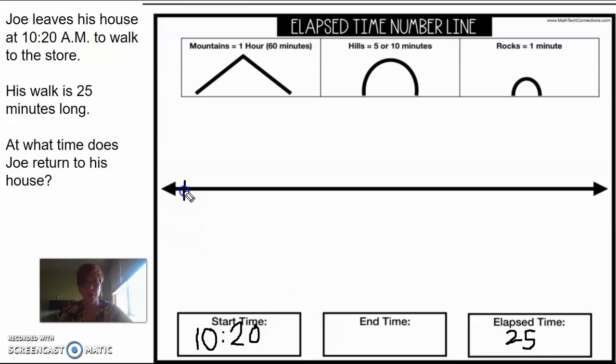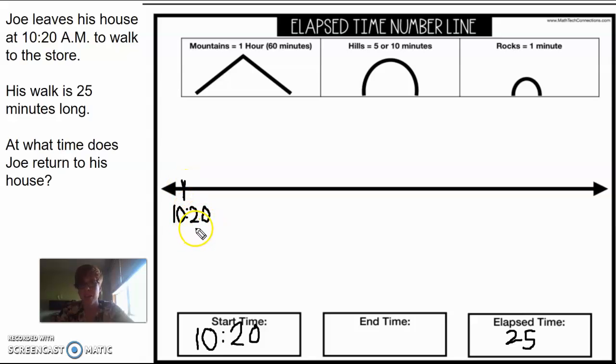So it's going to be our job to add 25 minutes onto 10:20 using the number line. So I'm going to go to my number line here. I'm going to make a little slash and I'm going to put down 10:20. I want you to do that as well. Now we are adding on 25 minutes. I know for a fact we're not going to be using hours on this number line because we're just adding 25 minutes. Now we could use a hill or we could use 25 rocks to add on 25 minutes. Which one would be the most sensible one? I think let's use hills because those show 5 or 10 minutes.